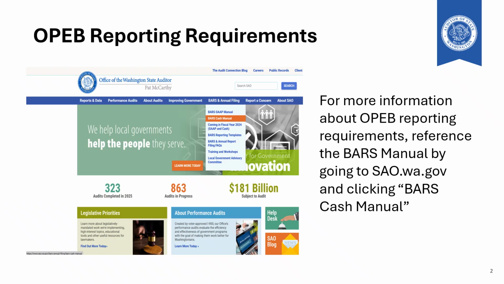If you would like to read more information about OPEB reporting requirements, please reference the BARS manual by going to sao.wa.gov and clicking BARS Cash Manual. There are several areas for reporting and accounting of OPEB liabilities and other areas.